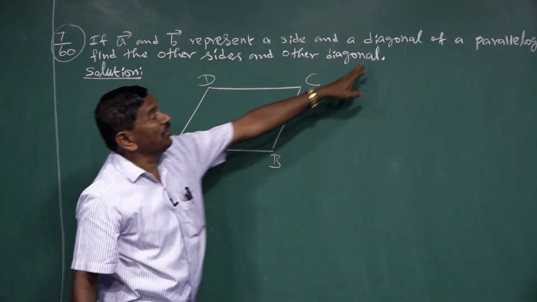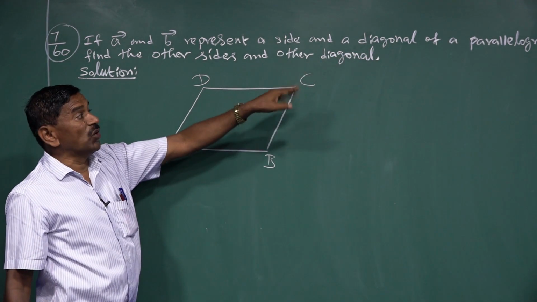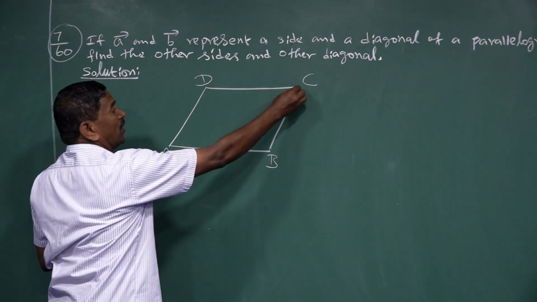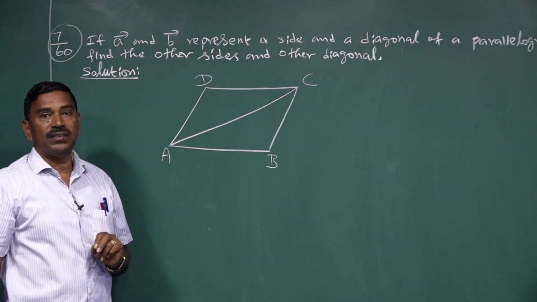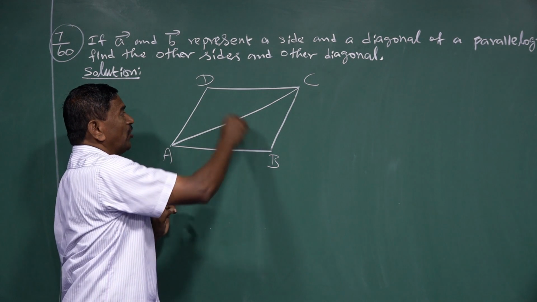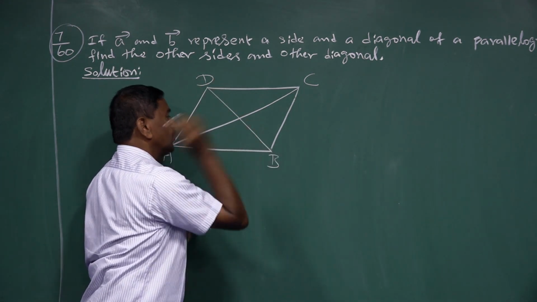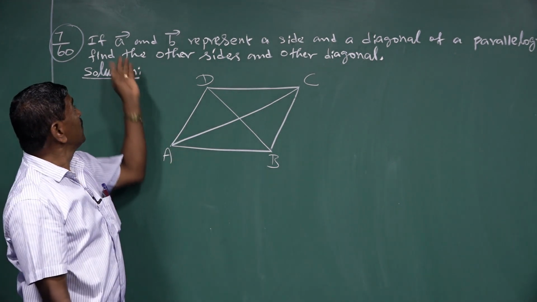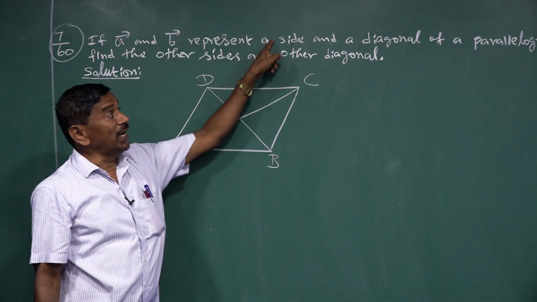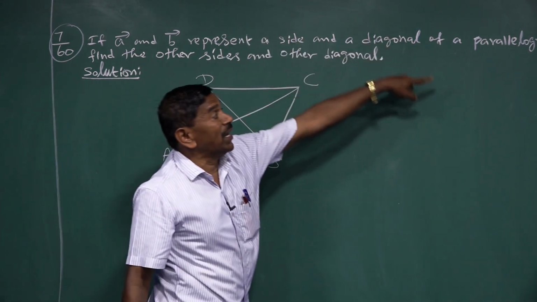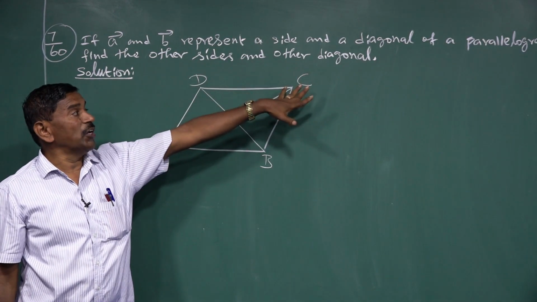And the next keyword is diagonal, that is, diagonal of a parallelogram. So because of diagonal, join the diagonal. Here, AC is one diagonal. Can you tell me the next? Yes, the next diagonal is BD, join BD. Now again, if A vector and B vector represent a side and a diagonal of a parallelogram, then find the other sides and other diagonal.